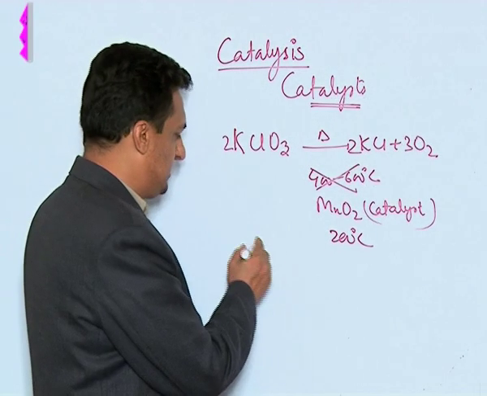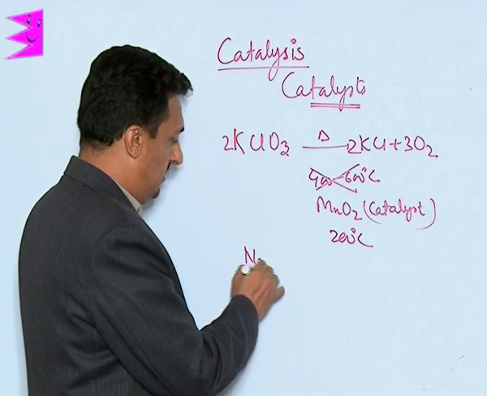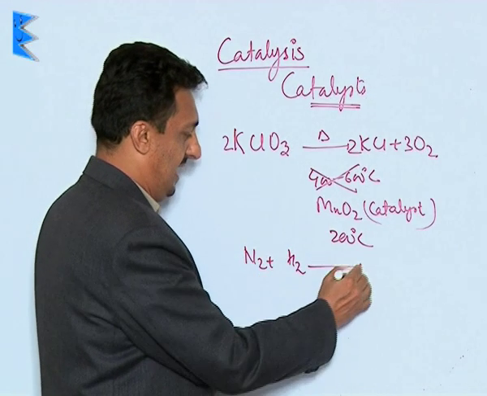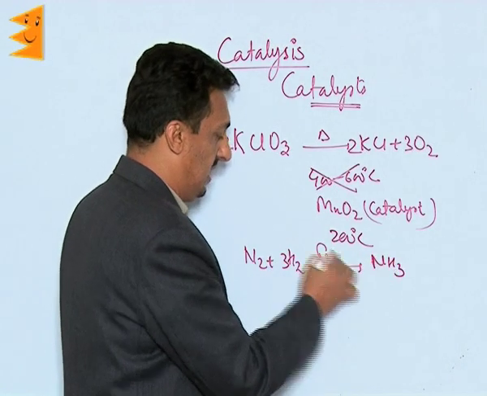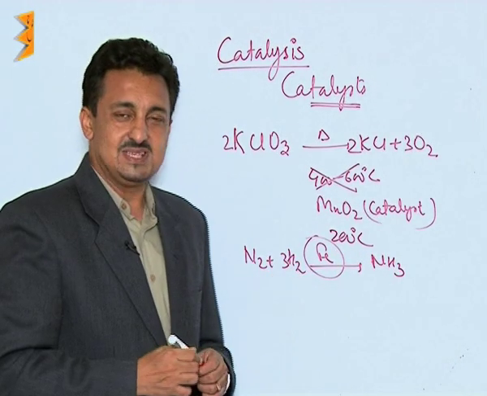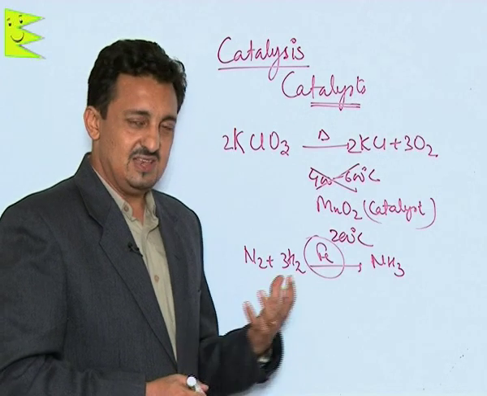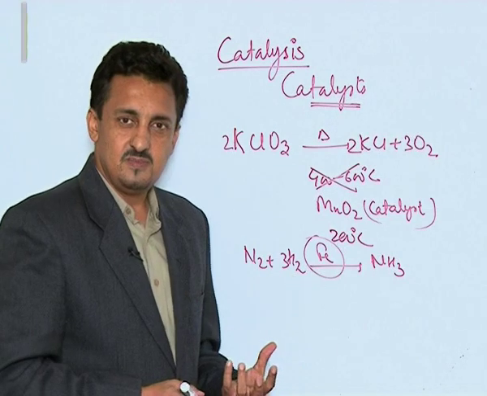We have a number of examples, like when nitrogen and hydrogen are reacted in Haber's process, what we get is ammonia. This Fe again is an example of a catalyst which increases the rate of this reaction.